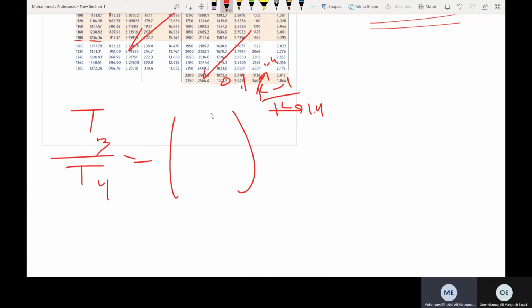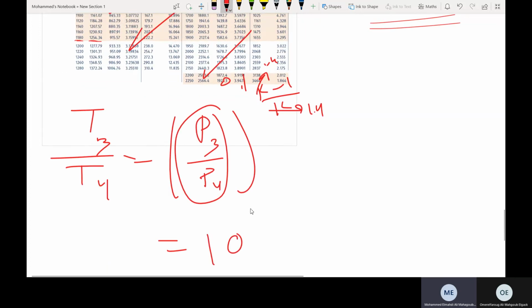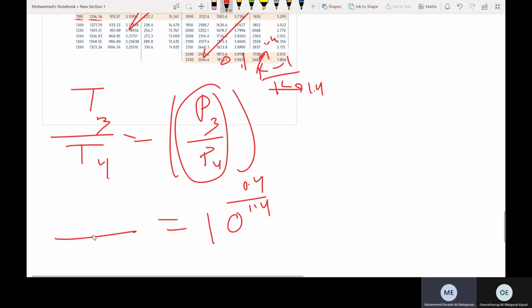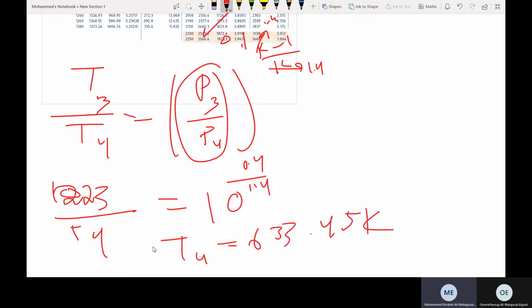T3 over T4 equals pressure 3 over pressure 4. Now this one is going to be the pressure ratio, which is 10. So 10 to the power 0.4 over 1.4. And here we have temperature 3 in kelvins over T4. So calculate T4, which is going to come out as 633.45 kelvins. So this is the temperature of point 4.